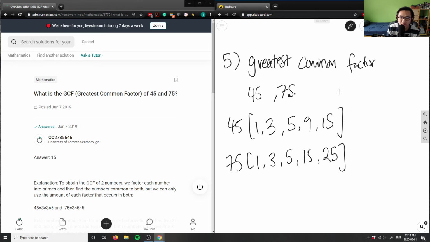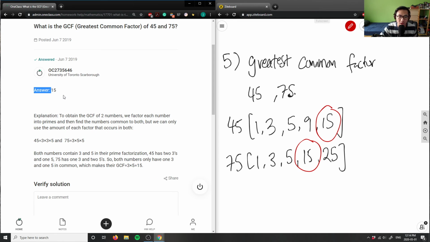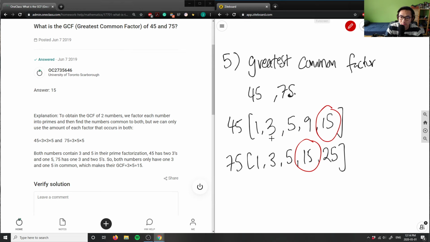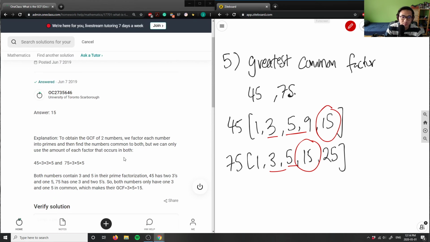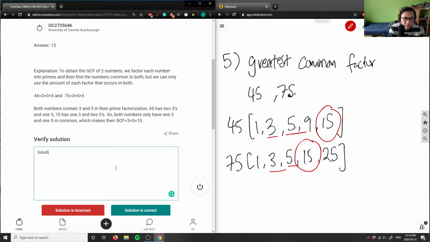So I'm looking at the greatest common factor. I'm just looking at these two terms here. What is my greatest common factor? In this case, it's 15, right? 15 is my largest number here, and it's also common to both, right? So 15 would be my answer, and they have it correct as well. It's simply a product of 3 and 5, and 3 and 5 here. So these are my common factors. 15 is my greatest common factor between 45 and 75.